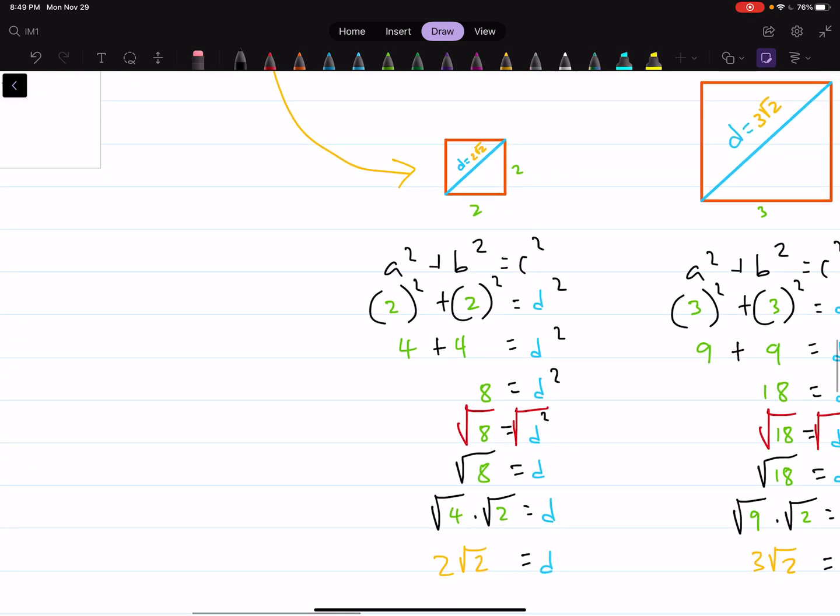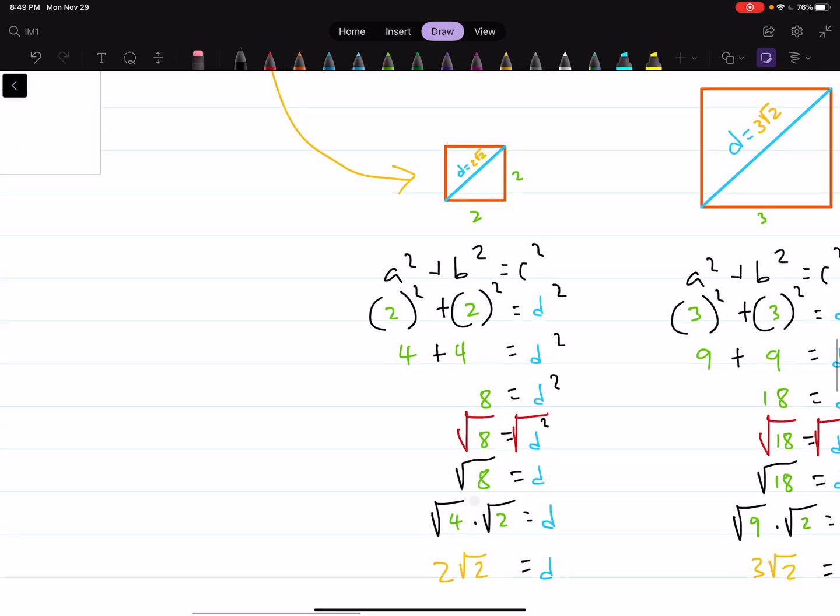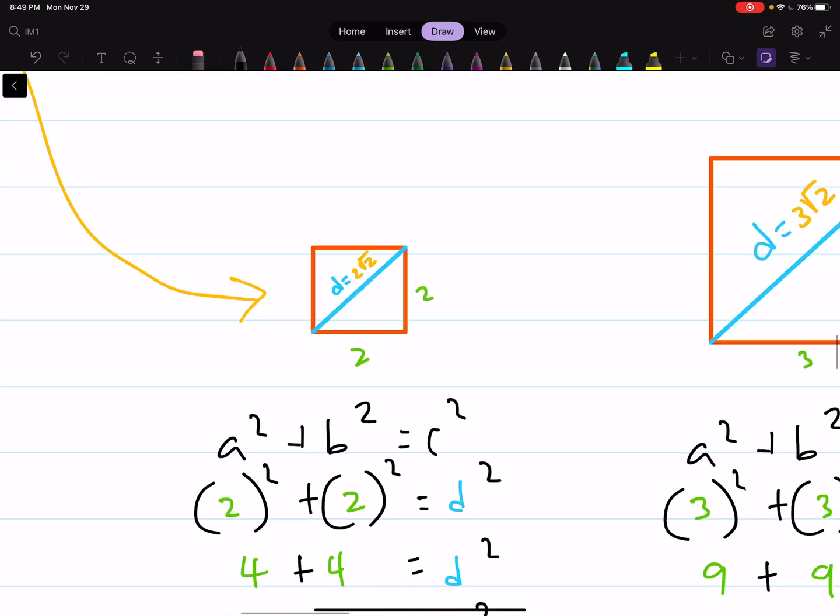So I got a squared plus b squared is equal to c squared. Once again, I just plug in the 2 for the lengths. Boom, boom. And it becomes 2 squared, 4. 4 plus 4 is 8. Square root of 8. In order to get rid of the square on the diagonal variable, I square root both sides. And then I can factor out the 4. Square root of 4 is just 2. And then I got 2 square root of 2 is equal to d. So the diagonal length right here is 2 square root of 2.